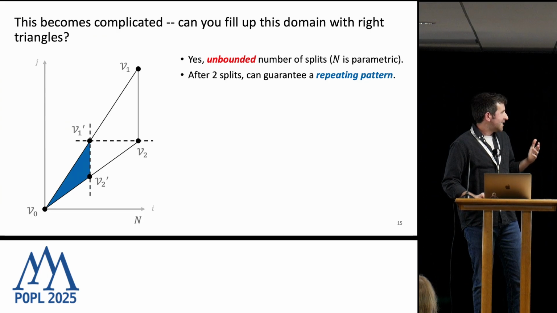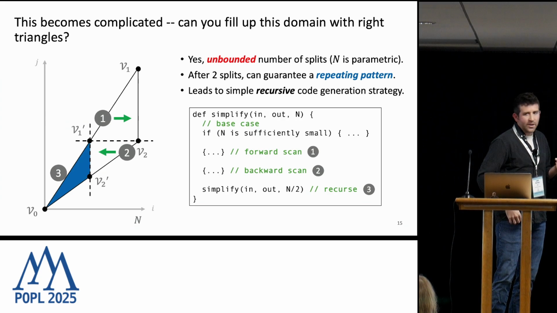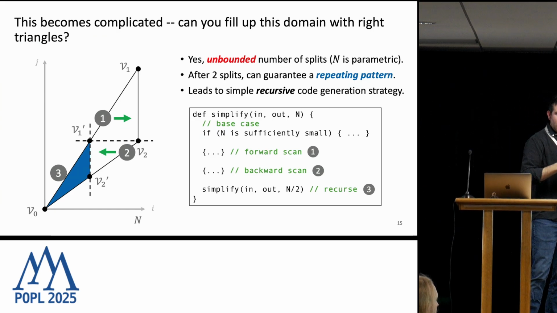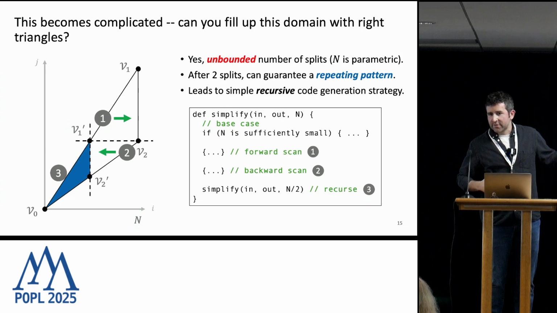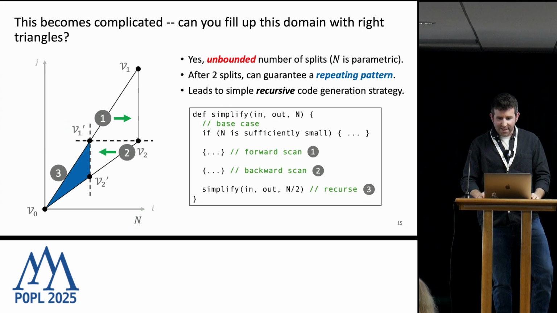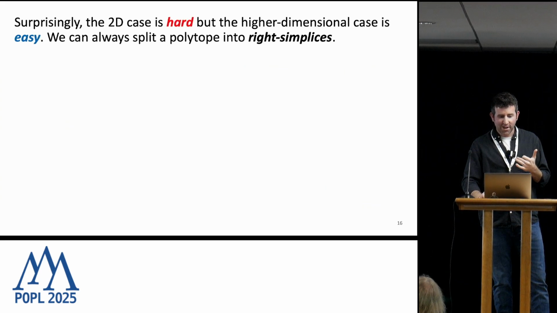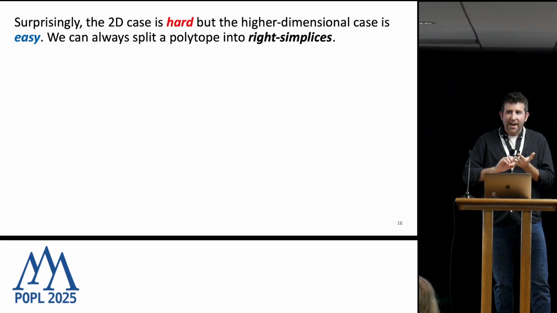And this leads to a simple, quote unquote, recursive code generation strategy where we have this reduction defined over this triangle. Two splits, we make one choice of reuse from left to right on this top right triangle, and then we do the opposite on the bottom right triangle, and then we recurse into the blue region. And then this leads to a code generation strategy that has linear time complexity. So an interesting observation that came out of this work is that, surprisingly, the 2D case is hard, but the higher dimensional case is easy.